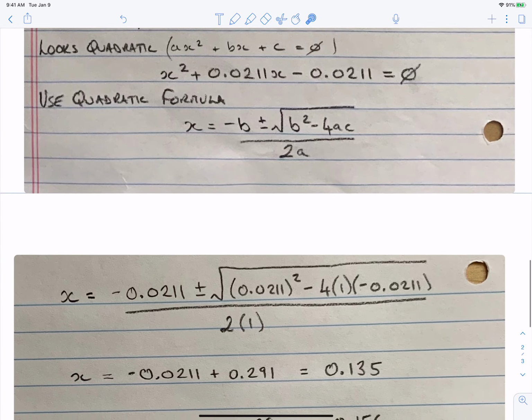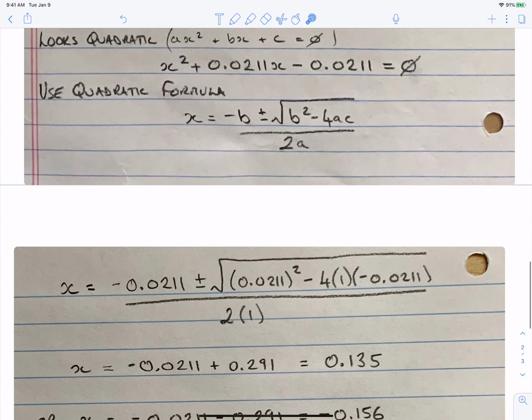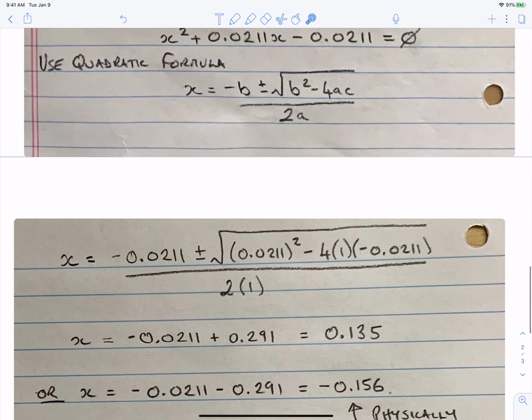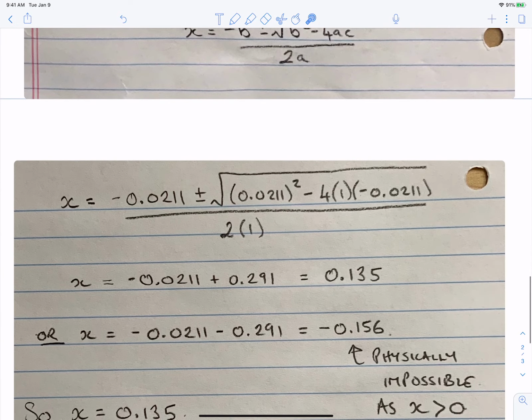And at that point we plug these numbers in, we take these values from our expression up here. So here, for example, this is the value of b, and this is the value of a, which is 1. And when we use this quadratic formula, we end up with, of course, two values. One value which is 0.135 and one value of negative 0.156.